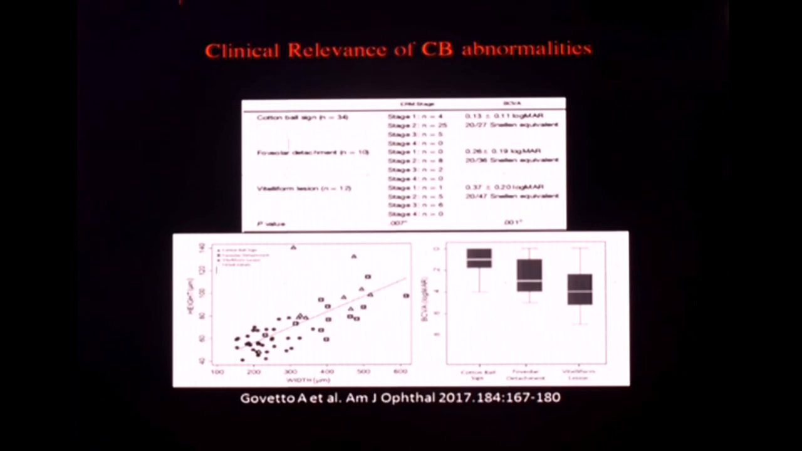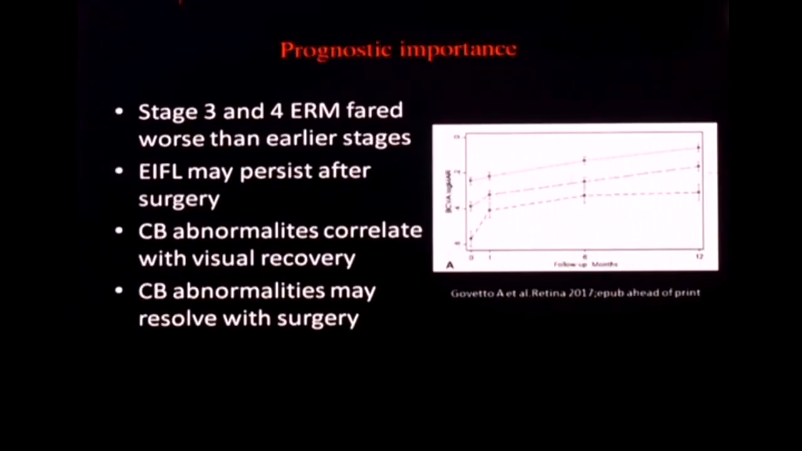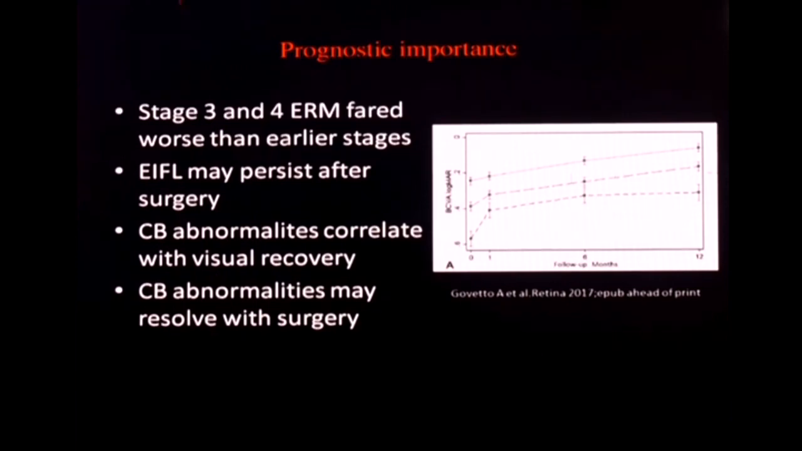And the recovery after surgery is also similar. As far as the prognostic importance goes, stage 3 and stage 4 ERM fare worse, and stage 1 and stage 2, if operated upon, fare the best. This is a representative graph which shows that the stage 4 ERM, though it improved dramatically after surgery, never reached the level of visual acuity that a stage 2 ERM did.